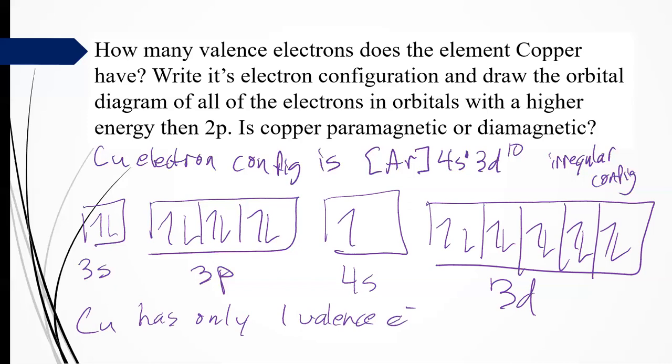And then it asks us, is copper paramagnetic or diamagnetic? And so remember, para means unpaired. Dia means paired electrons. So we are paramagnetic because it has 1 unpaired electron.